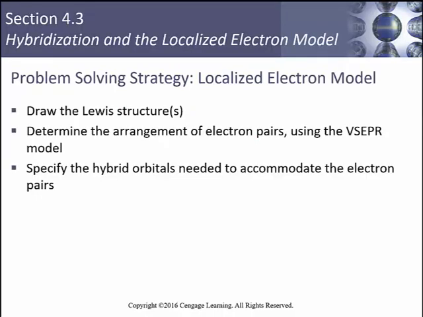Right? So our problem-solving strategy when doing this is, 1, draw the Lewis structures. That's going to be first. Hook your atoms up together, make sure they've got the right skeleton and the right backbone. Then you're going to determine the arrangement of the electron pairs in the 3-dimensional shape using our VSEPR model. Then you're going to specify the hybrid orbitals needed to accommodate the electron pairs.